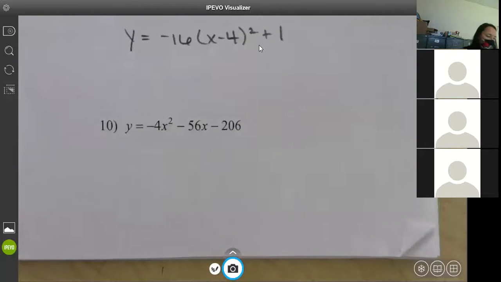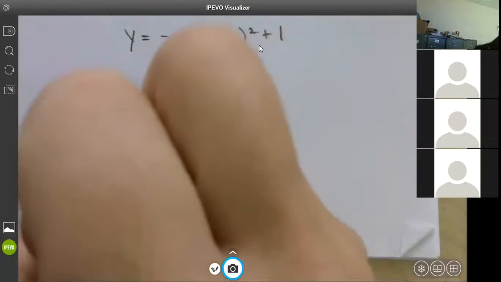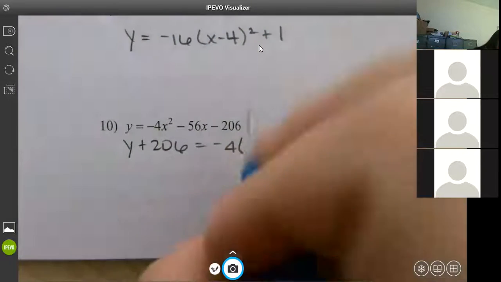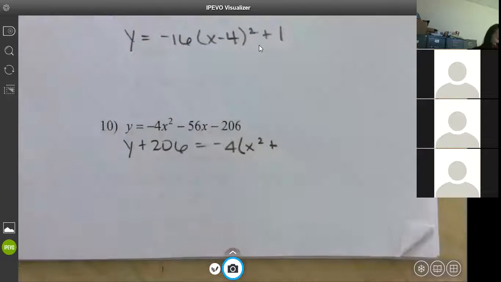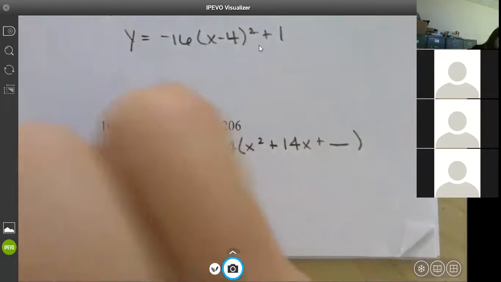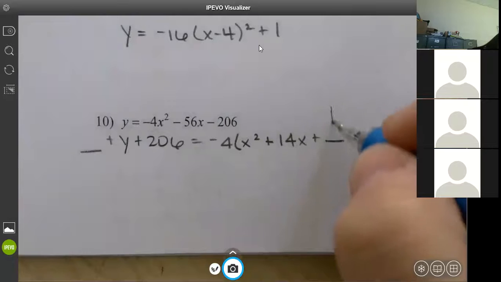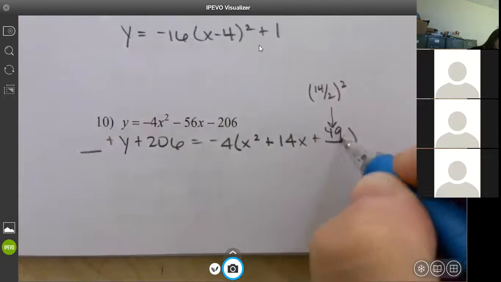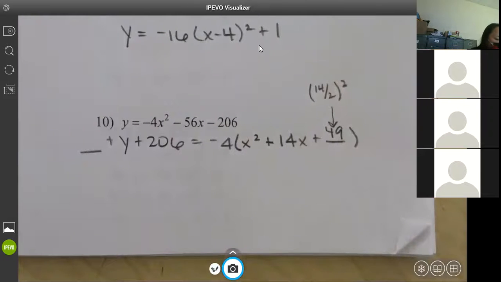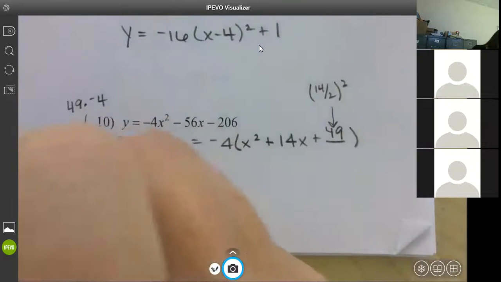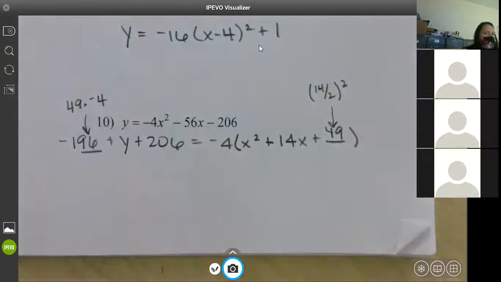What do I do first? Move the 206. You can take out negative 4. 56 divided by 4 is 14. Put in your blanks. This blank, 14 divided by 2 squared is 49. This one is going to be 49 times negative 4, which is negative 196.